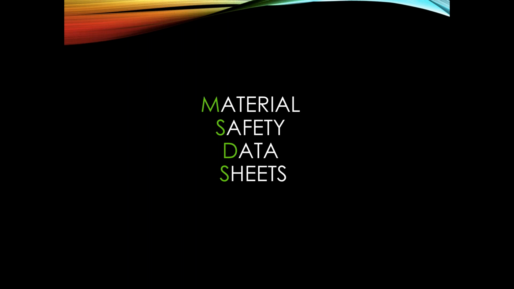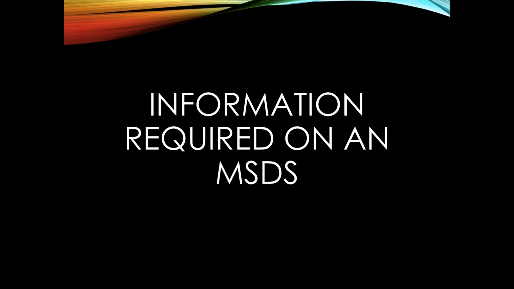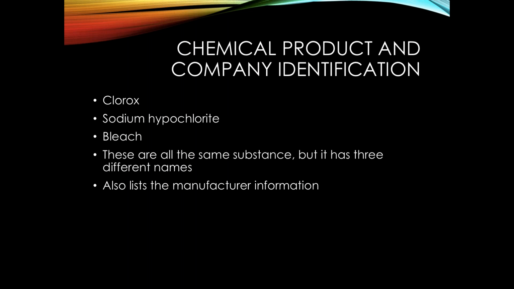All right, so any questions on the labeling systems at all? All right, let's talk about safety data sheets. The first section is chemical product and company identification. So Clorox, sodium hypochlorite, and bleach. Guess what? It's all the same thing, just different names. You have trade names, brand names, things like that. You don't have a chemical name up here because that's just a bunch of different letters and numbers put together to make something. These are all the same substance, but it has 3 different names.